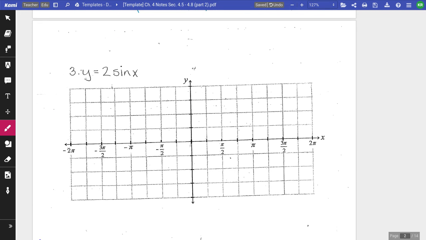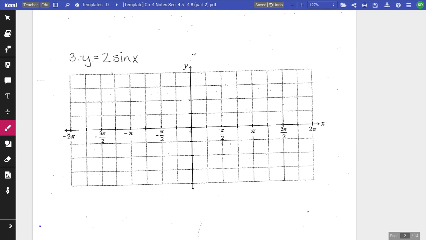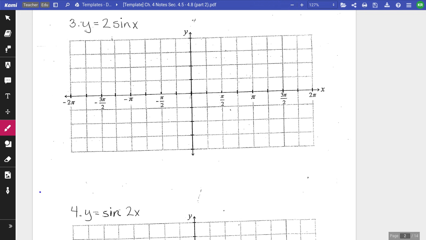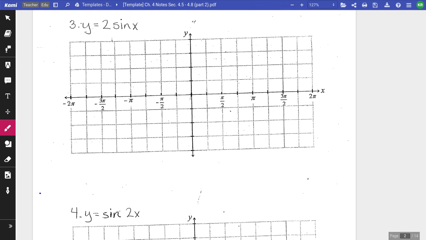All right, now, as we always do, there's the parent function, but what happens if I put a 2 in here? What happens if I put a negative in here? How is that going to affect my graph? For this one, y equals 2 sine x, and then you'll notice number 4, y equals sine 2x. Is there a difference with the 2 being out front and the 2 just being the coefficient of that x? How does that change things? Well, it does make a difference, and I'll show you how.